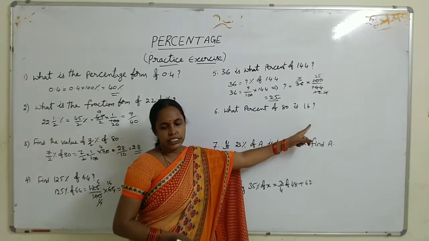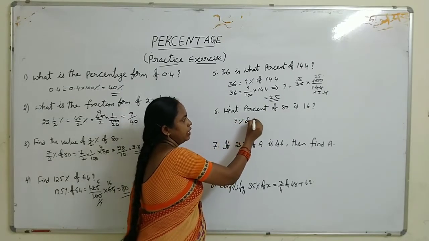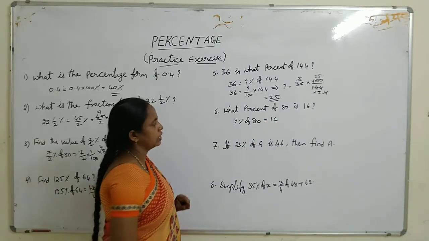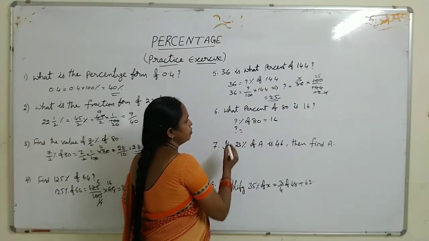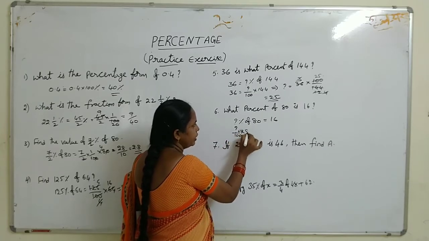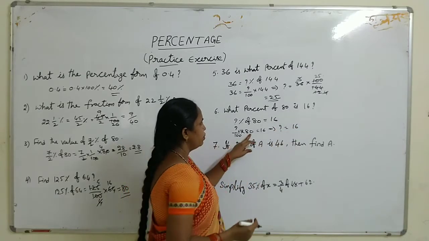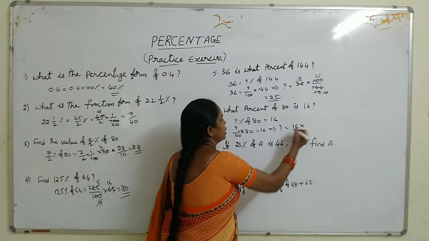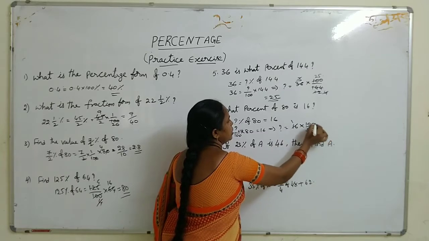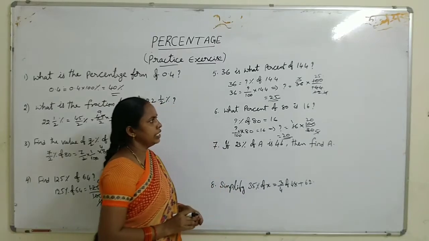Question number 6. What percent of 80 is 60? So question mark percent of 80 equals 60. In this question we have to find the value of the question mark. That is question mark by 100 into 80 equals 60. Then question mark equals 60 into 100 by 80. 16 ones, 16 5s, 5 20s. So the answer is 20. That means 20% of 80 is 60.